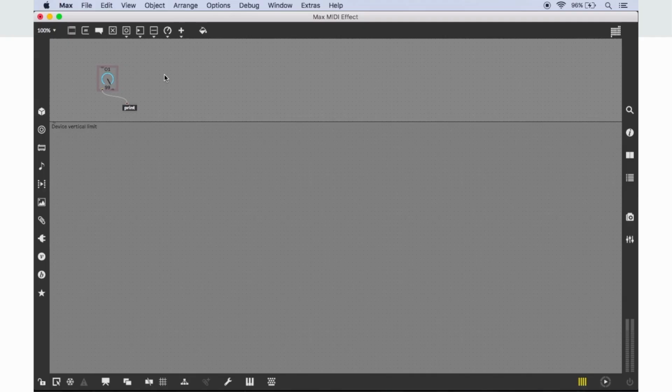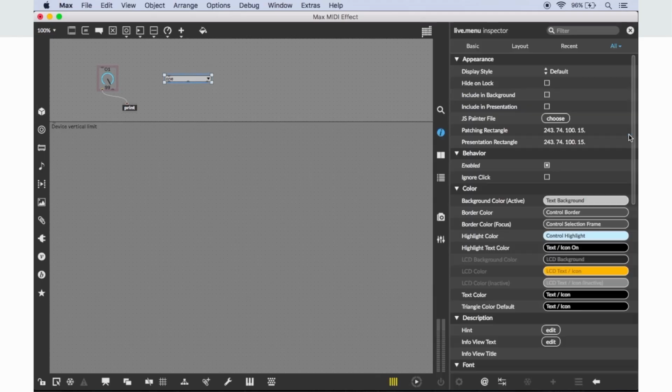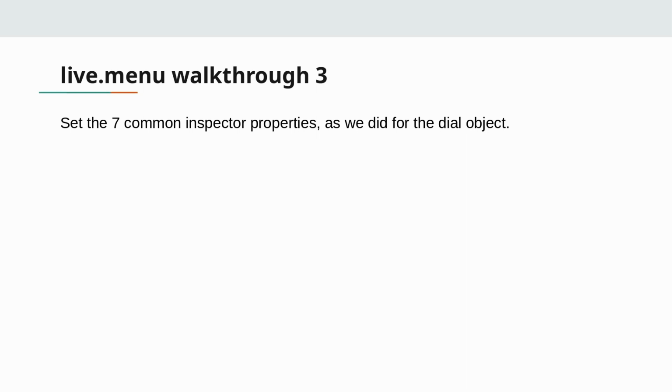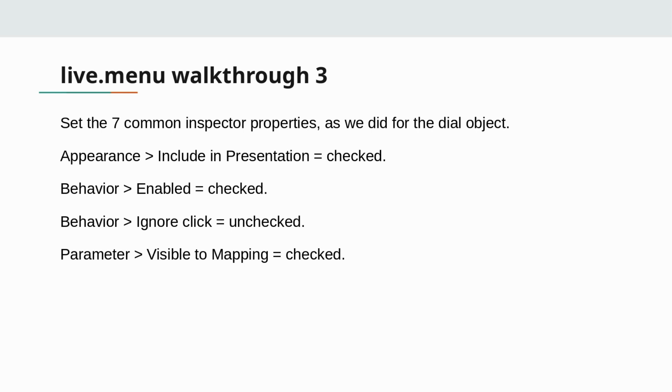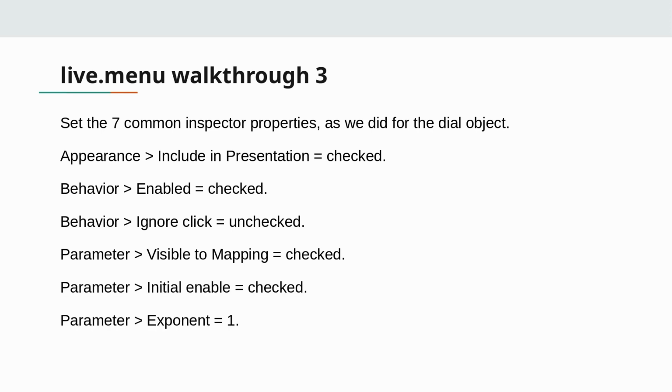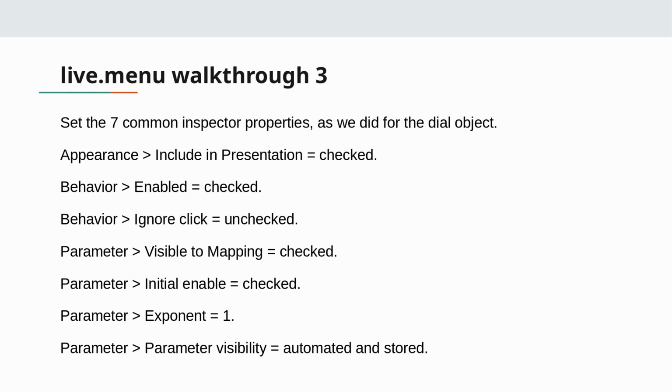Double-click on the Max canvas to create a new object. Type live.menu and press enter. With the menu object selected, open the inspector. Set the 7 common inspector properties as we did for the dial object, including presentation, enabled, ignore click, visible to mapping, initial enable, exponent, and parameter visibility.